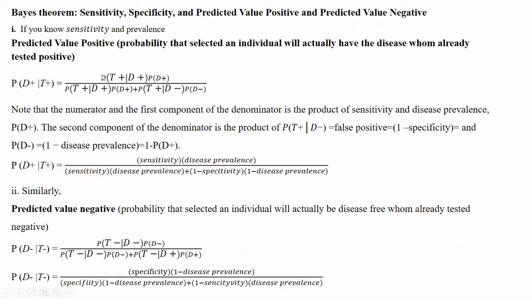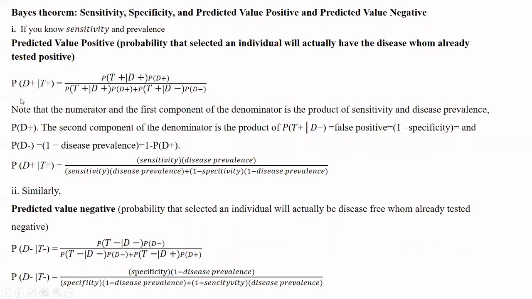And if you want to write, you can simplify this. So sensitivity, as I told, if you want to know that the selected individual actually has the disease, conditional on the individuals who have already tested positive, we can find sensitivity times disease prevalence, same thing will come, plus 1 minus specificity. I told you the false positive is also obtained from 1 minus specificity. The probability of D minus is nothing but 1 minus disease prevalence.